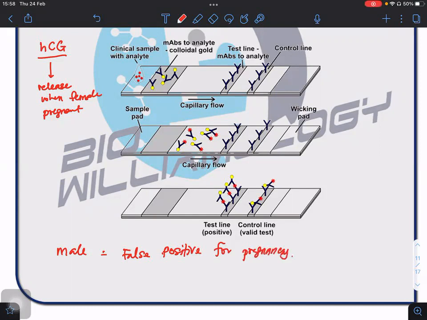But I advise you to go and see a doctor and tell the doctor, because testicular cancer can produce HCG. Are you clear? So you get two lines. Hey, I got the HCG. Why?